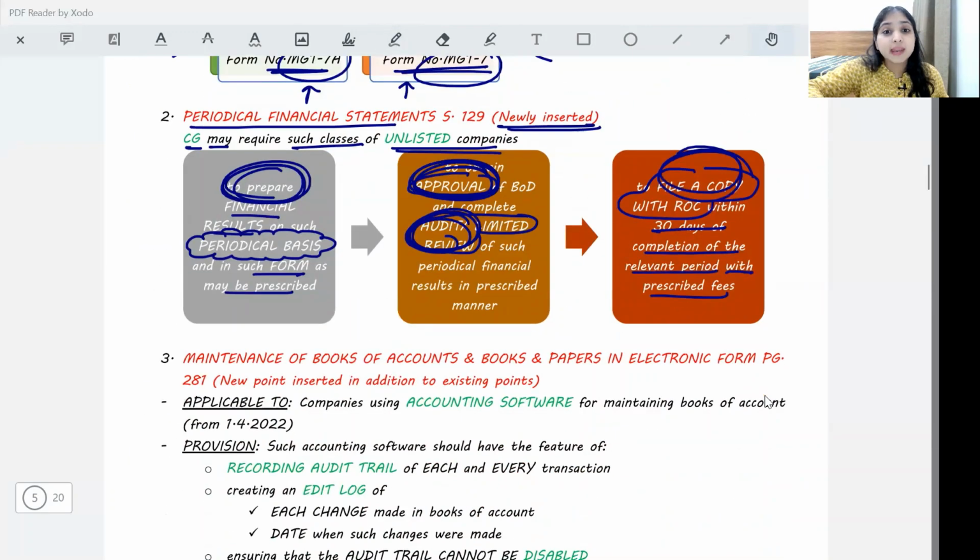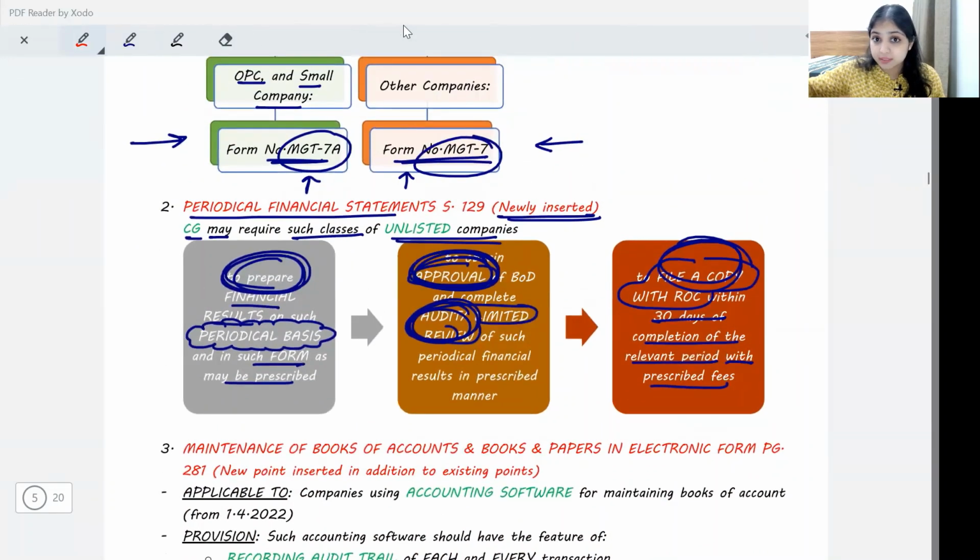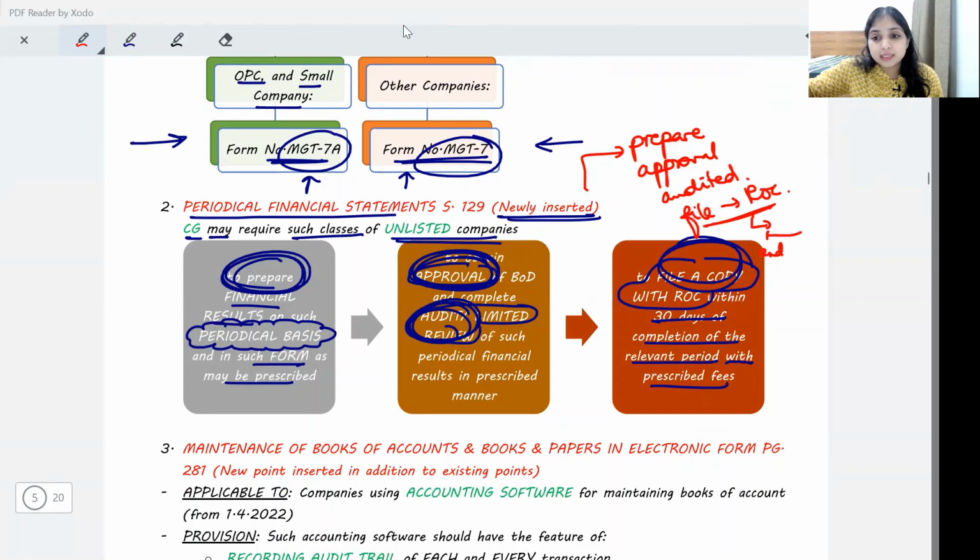Central government can ask even unlisted companies to, number one, prepare periodic financial statements, to get approval of the board in relation to those periodic financial statements, get those periodical financial statements audited, and even file them with the ROC. They should be filed with the ROC within 30 days from the end of the period. End of the period as in, if it is quarterly financials, then from the end of the quarter within 30 days. If they are half yearly financials, from the end of the 6 months within 30 days.